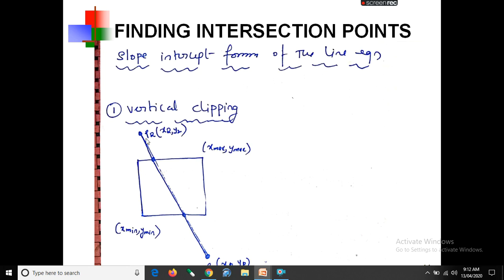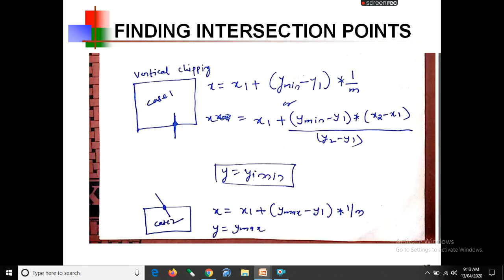I get one more intersection point where the line crosses the top edge of the clipping window. When the line segment touches or crosses the top edge, I get one more intersection point here. Here I need to determine the vertical intersection points, because I drew the line vertically with respect to the clipping window. So how do we get the vertical intersection point? We use the following formulas.